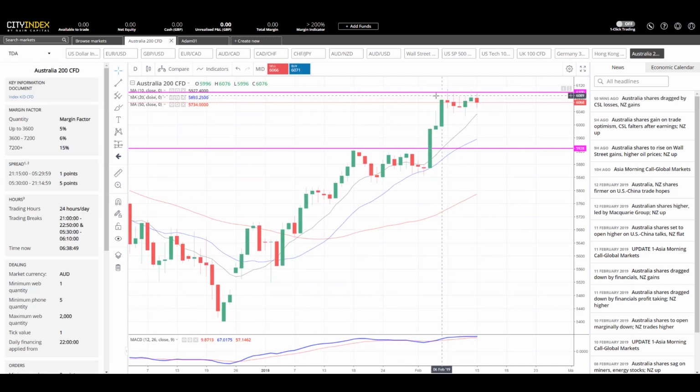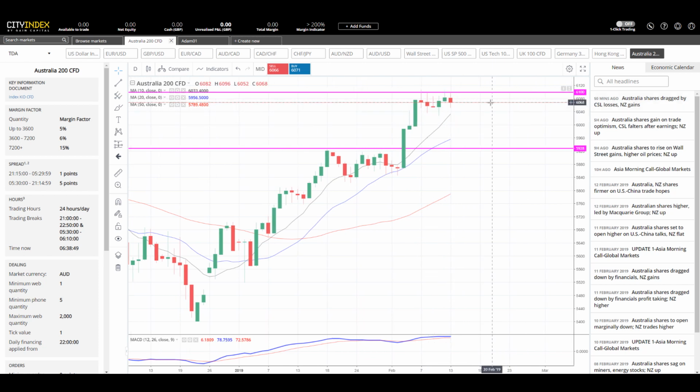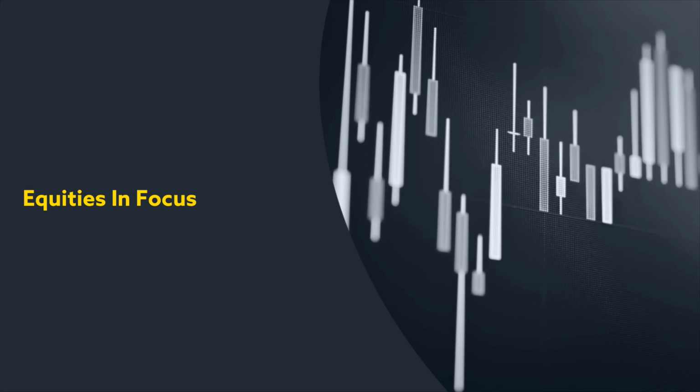We've got the ASX 200 encountering resistance there at 6100, so likely to consolidate and then potentially break out, but expecting that to follow suit and be as bullish as the rest of them.